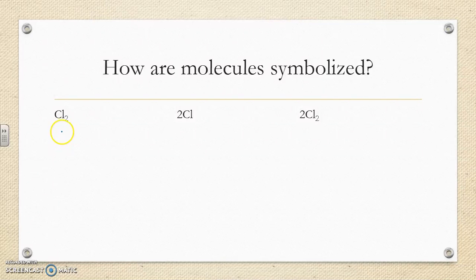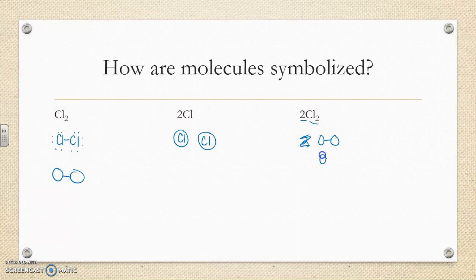Okay, so a diatomic molecule of chlorine is going to be chlorine attached to a chlorine, right? And it's going to be happy because they all have 8 valence electrons. So you would see it as a chlorine attached to a chlorine. Here we have 2 chlorine atoms, which means we have a chlorine atom and a chlorine atom. And that's it. They're not touching. They're just atoms. And here we have 2 chlorine molecules, so we have 2 of these, right?